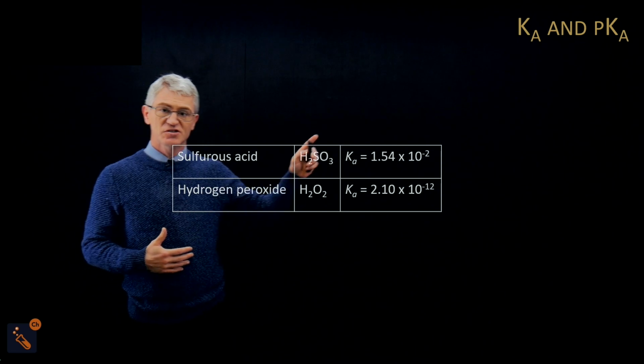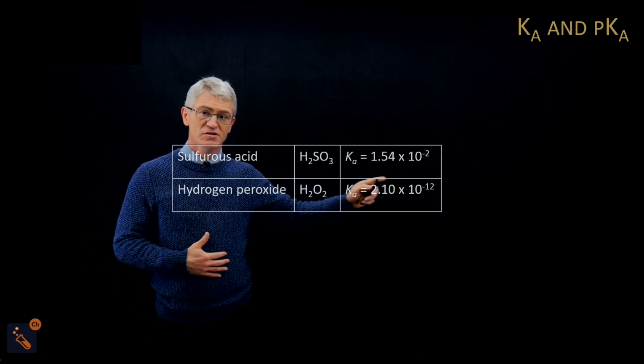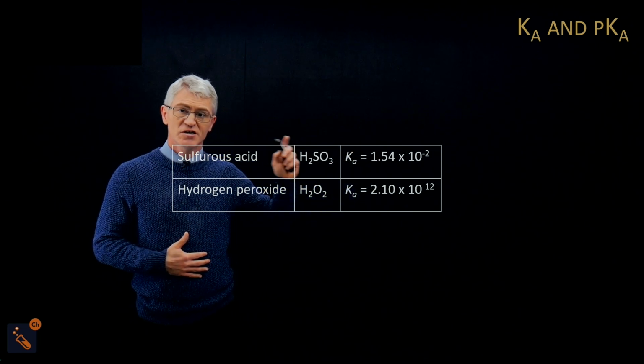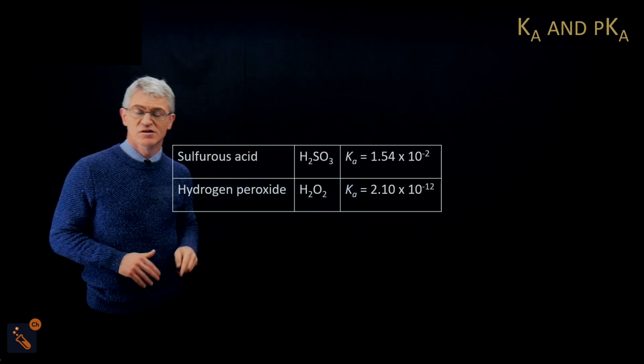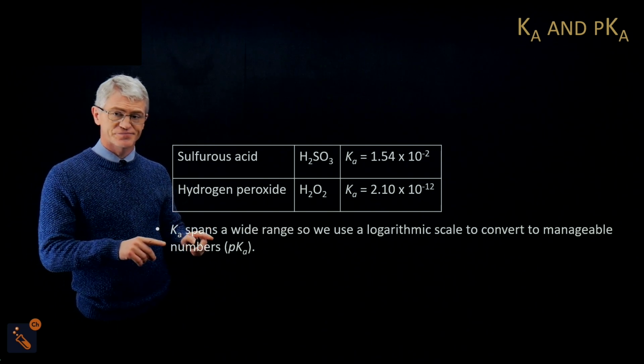So therefore, out of the 2 here, the one that is the strongest acid is the one with the largest number. So we say this is the one with the largest number. So sulfurous acid is a much stronger acid than hydrogen peroxide. Now, this is an exam answer.